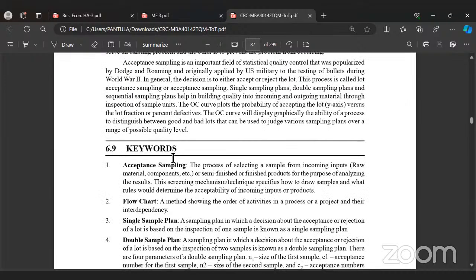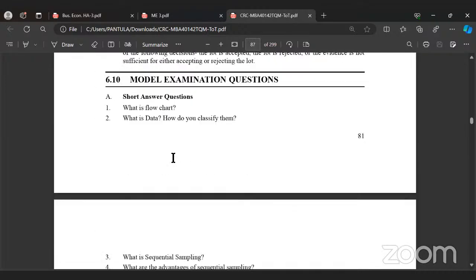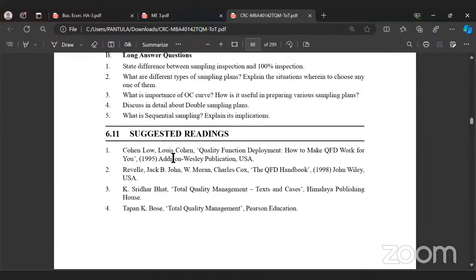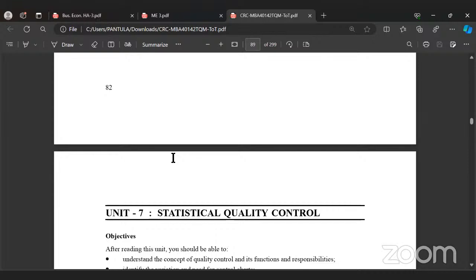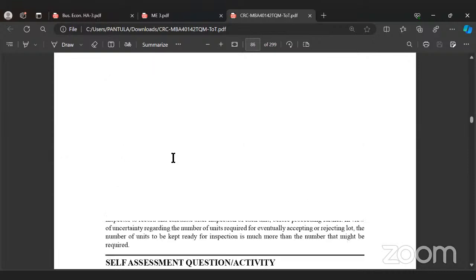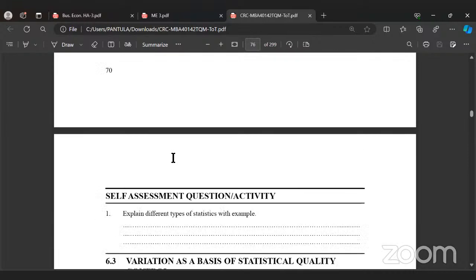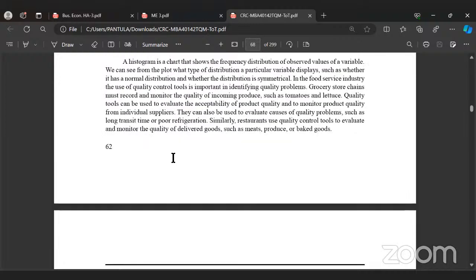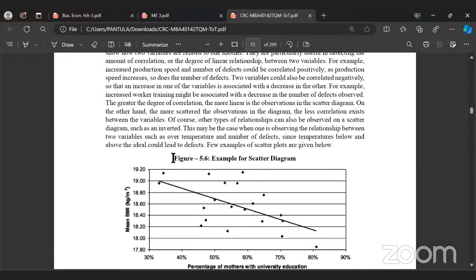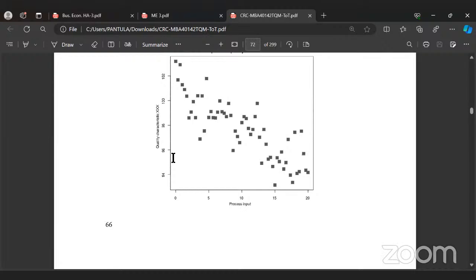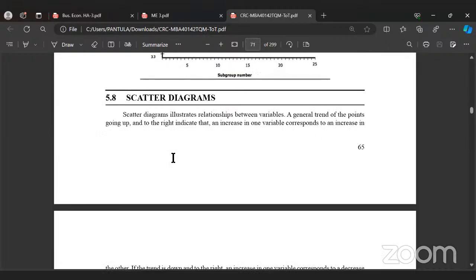Okay, fine. So this is how you are going to do. In this unit, do we have any questions related to this unit? It's clear, right? Okay. Now we move on.